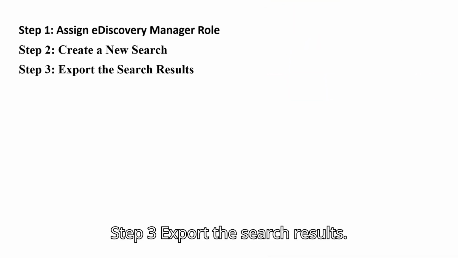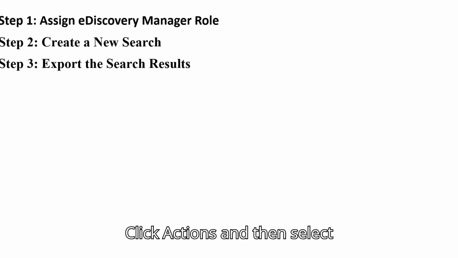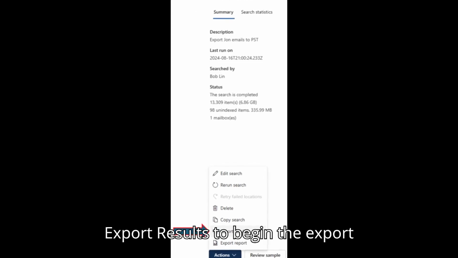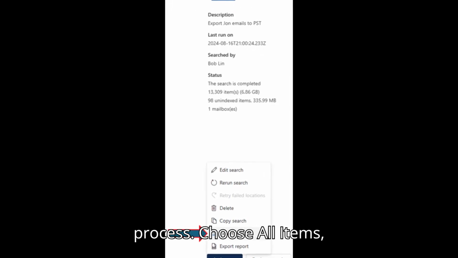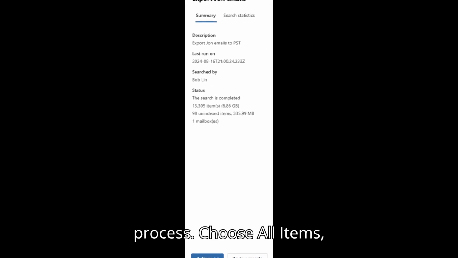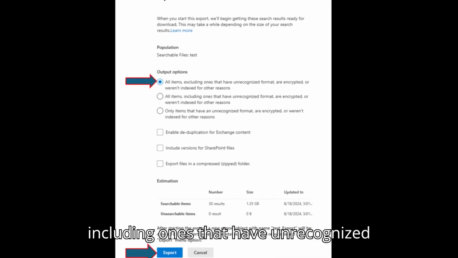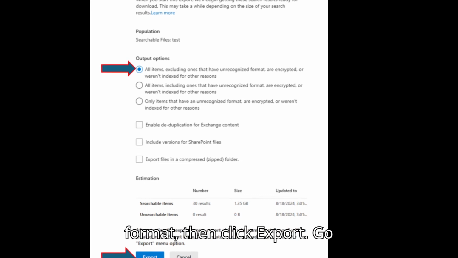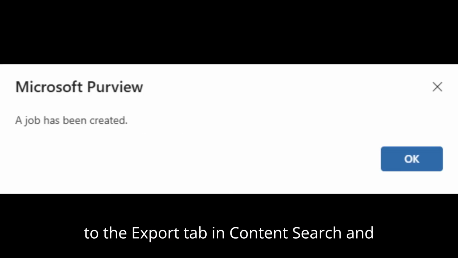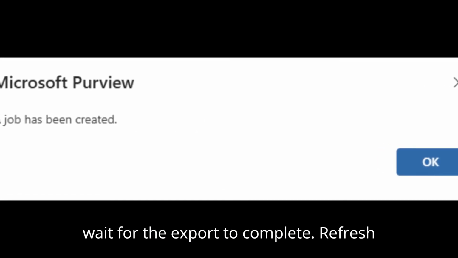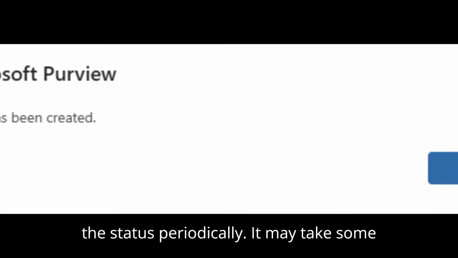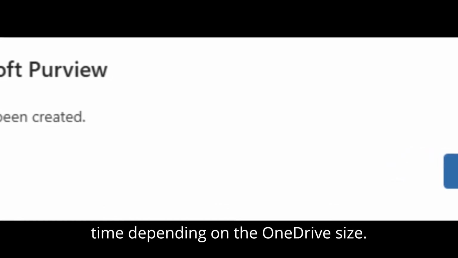Step 3. Export the search results. Click Actions, and then select Export Results to begin the export process. Choose All Items, including ones that have unrecognized format. Then click Export. Go to the Export tab in Content Search and wait for the export to complete. Refresh the status periodically. It may take some time depending on the OneDrive size.